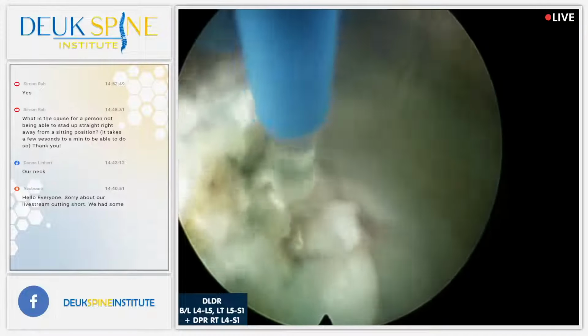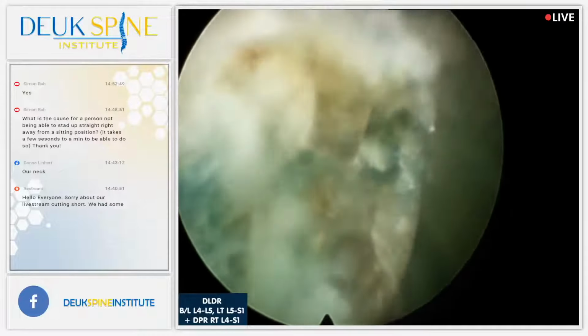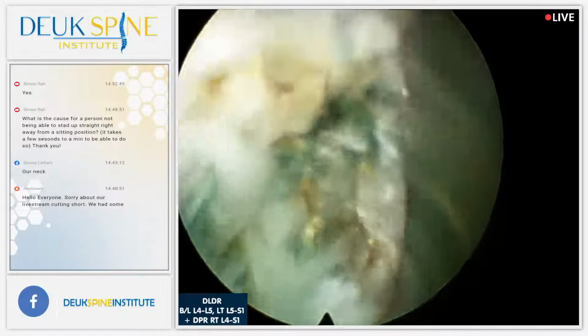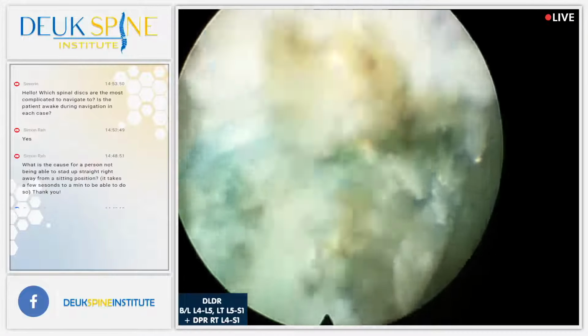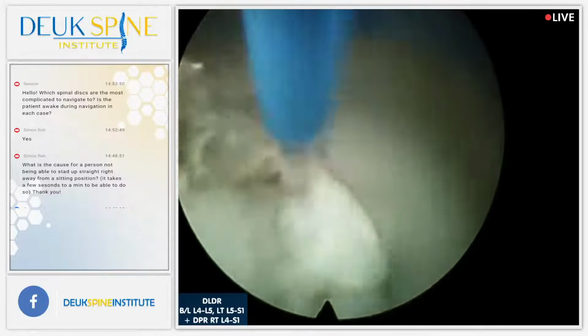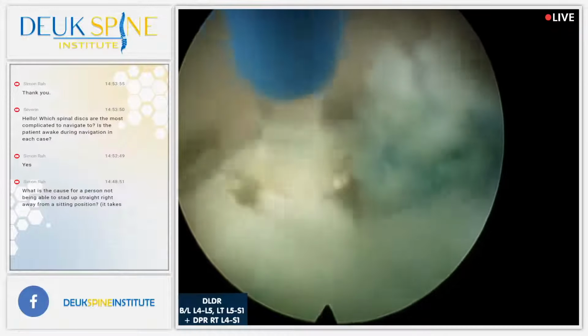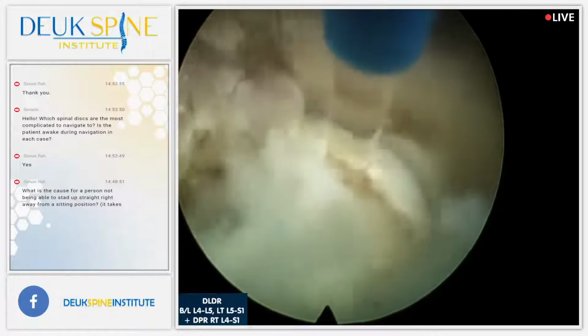All right, you can see to the right here, right where the laser is, there's the end plate, which is bone. You guys see that pink bone right there? We're not here to do anything with the bone. The bone is fine, but you can see it. I'm going to circle around and get the herniation from the other side. Thank you.